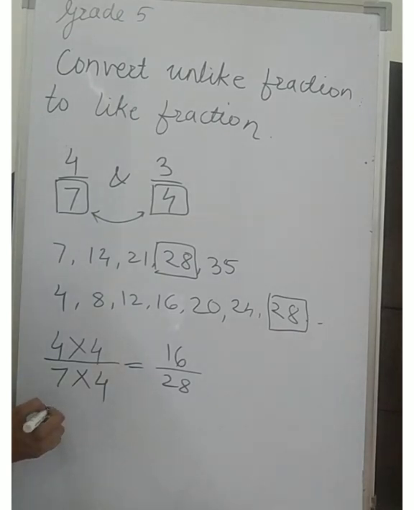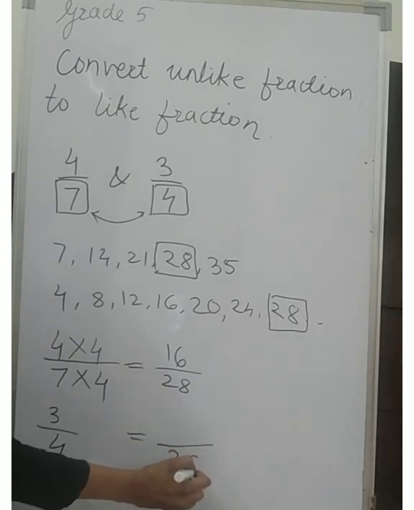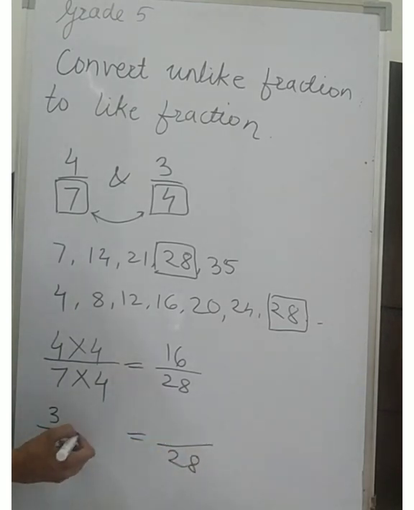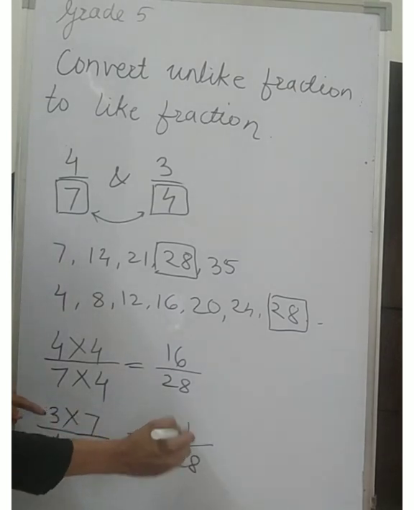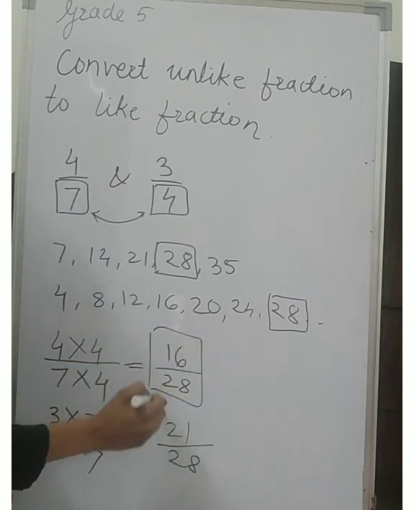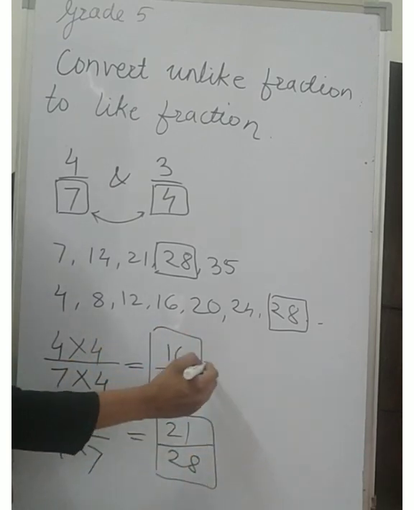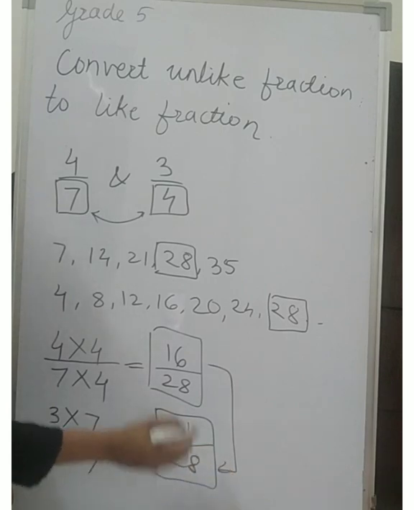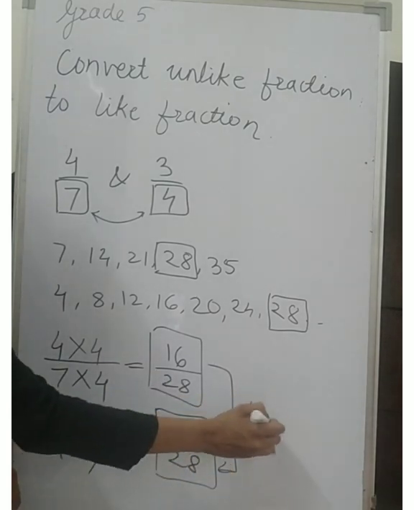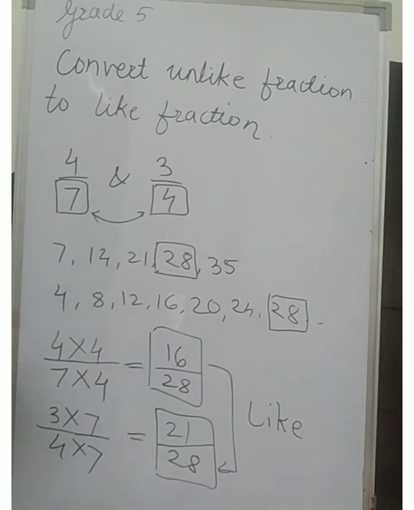In the same way we are going to convert 3 upon 4 into a number with denominator 28. So just multiply this 4 by 7 because 4 7s are 28. Therefore you will have to multiply the numerator also by 7. So 3 7s are 21. Which are the like fractions? These two are like because their denominators are equal. So we have converted unlike fractions into like fractions.